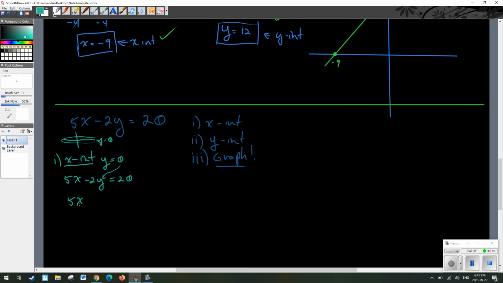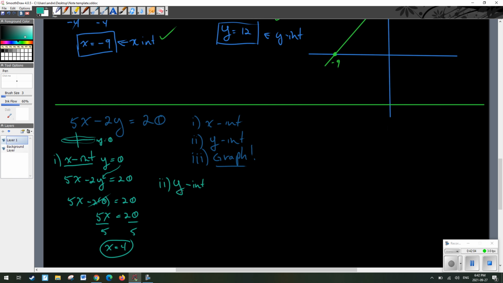So 5x minus 2 times 0 equals 20. 2 times 0 is just 0, so that goes away, and I'm left with 5x equals 20. I'm going to divide by 5, and I'm going to divide by 5, and we're going to get x equals 4. Okay? So there's my x-intercept, x equals 4. Lovely. And then I want to get my y-intercept.